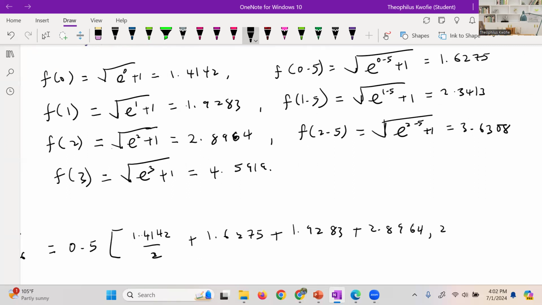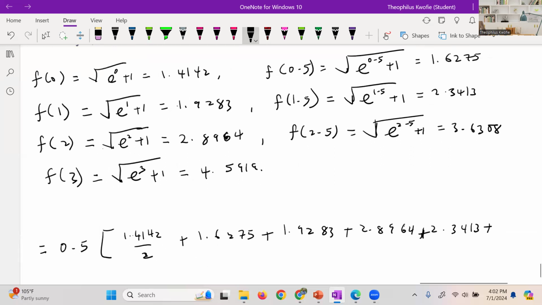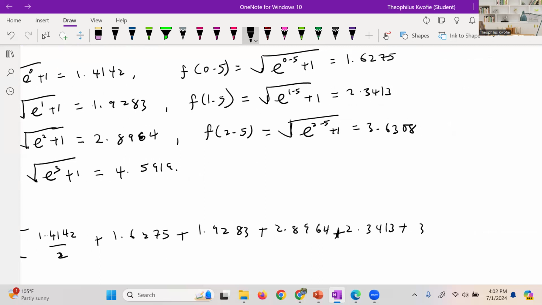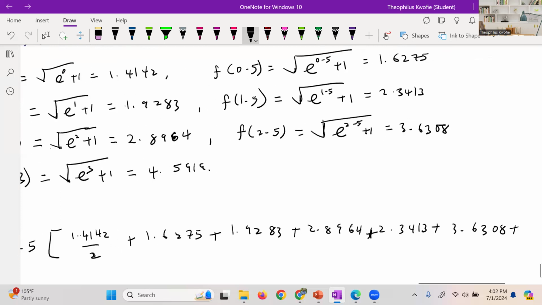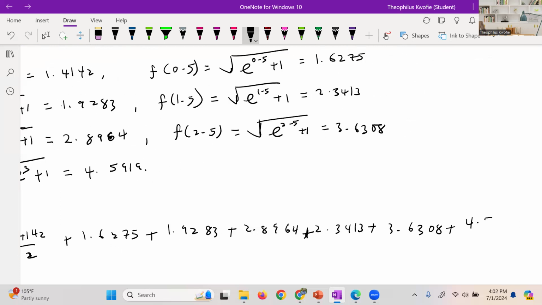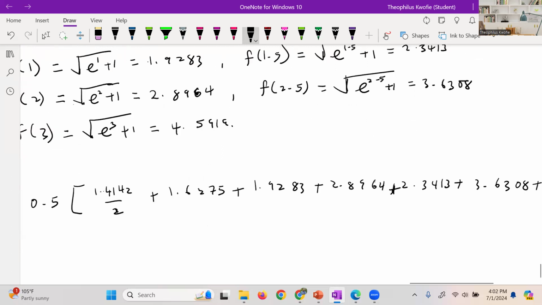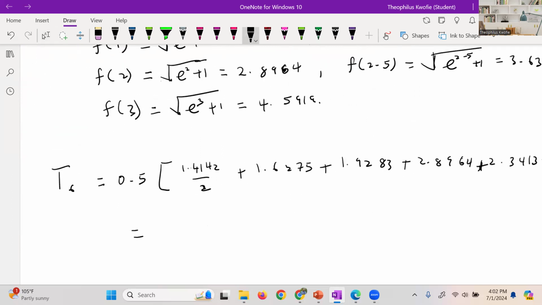F of 1.5 was 2.3413. F of 2.5 was 3.6308. And then our last point was 4.5919, which we divide by 2. And when we do that, that should give us 7.714. So this is what we are going to have.